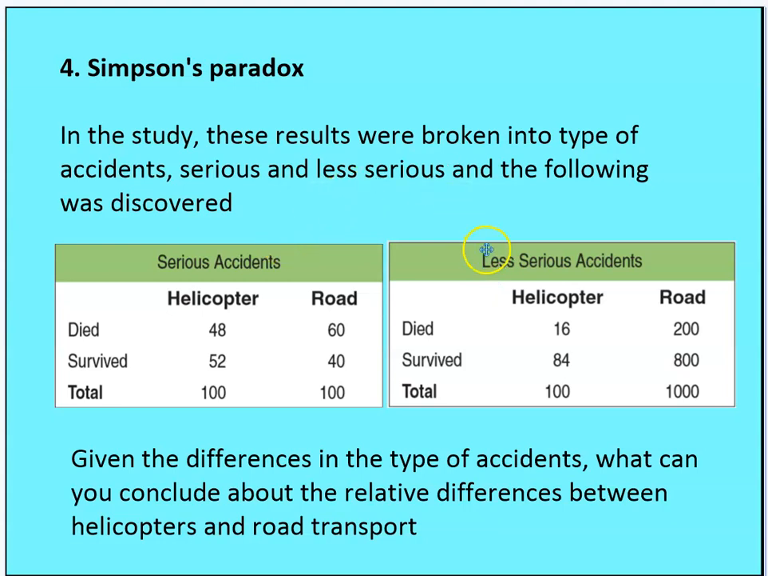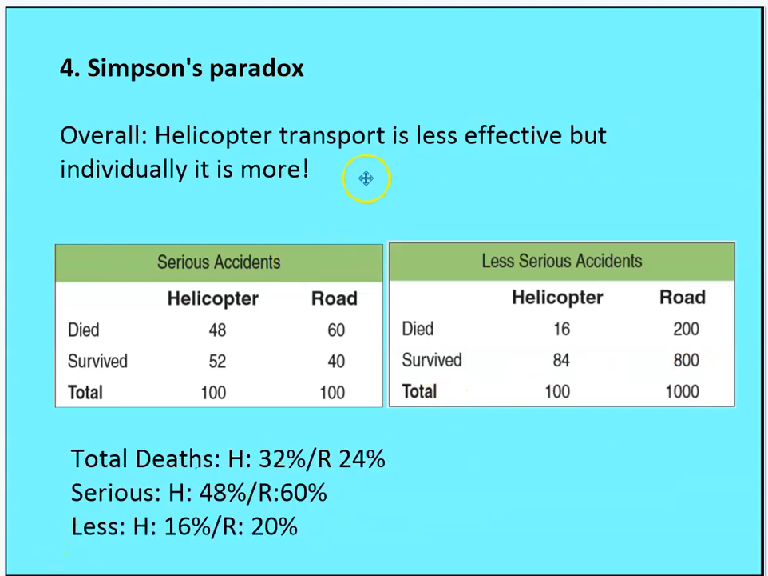So in total, if we take the total of these two, then helicopters are, let's say, more risky, with a higher percentage of people dying. But when we consider them individually, helicopter patients have less likelihood to die. And so this is what's called Simpson's paradox. So we can see that overall helicopter transport is less effective, but individually it is more.